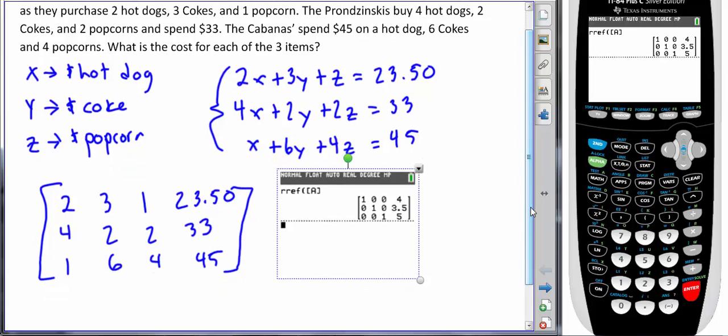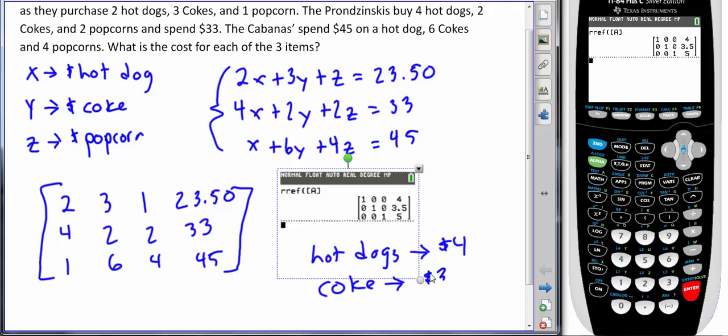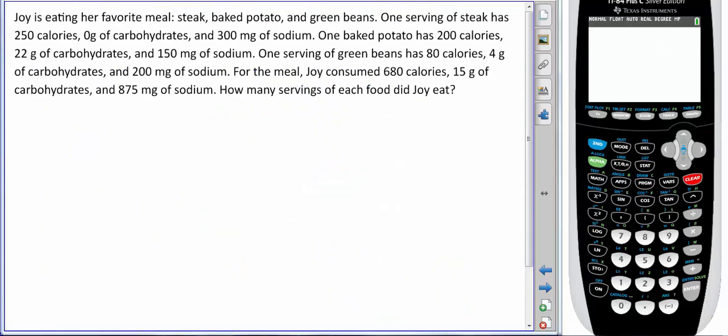Now let's make sure we put some meaning to this. What does that mean? Well, that means that hot dogs were $4 and the Coke was $3.50. And then finally the popcorn was $5. Most importantly in this problem though is all the families had a great time, because soccer is the greatest sport in the world, as we all know. Alright, let's take a look at one more example.